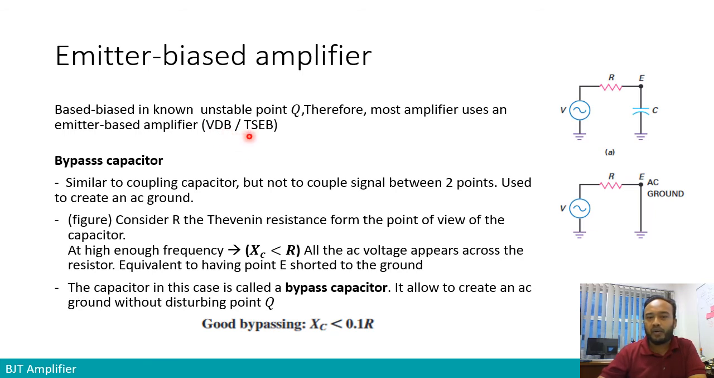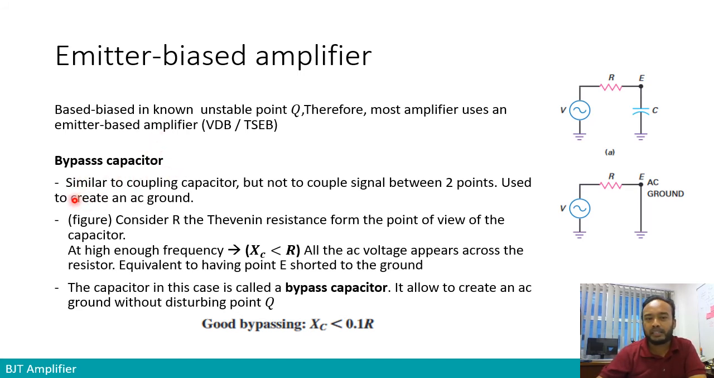Okay, so now in order to use an emitter bias amplifier, just now we have talked about the component that we call a coupling capacitor. But in emitter bias, there is another capacitor that we need to include in the amplifier circuit, which we call a bypass capacitor. So before we go into the emitter bias amplifier circuitry, let us explain a bit what a bypass capacitor is.